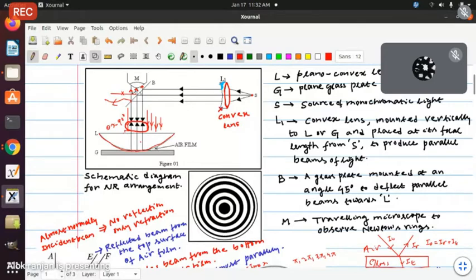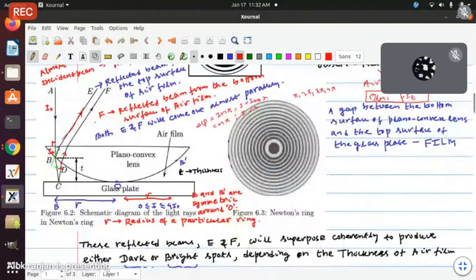As I said, it is a plane surface. If you look from the top, it is actually a circular shape. It's 3-dimensional, you can imagine. And therefore the beam is incident throughout this circular surface rather than in a particular direction. Now we are picking one of the beams, and let's see what is happening.